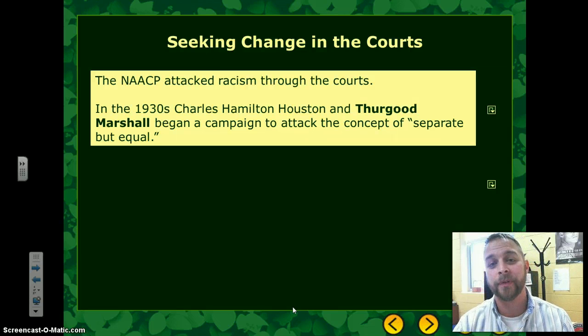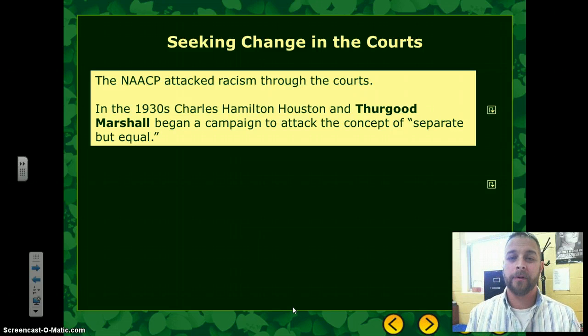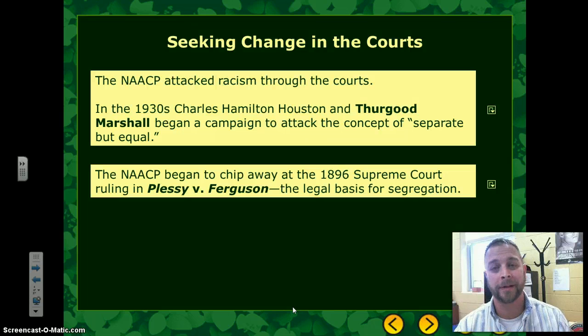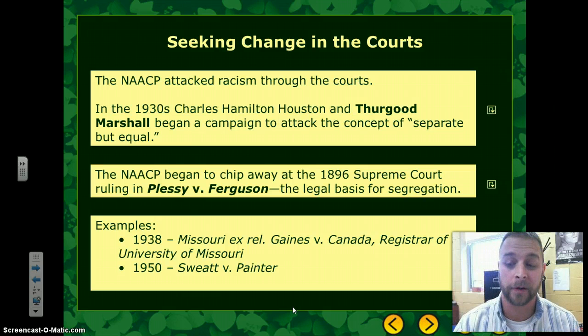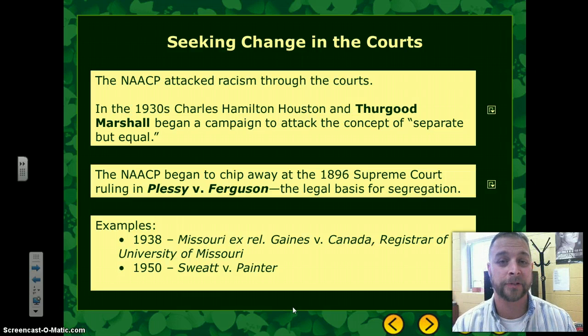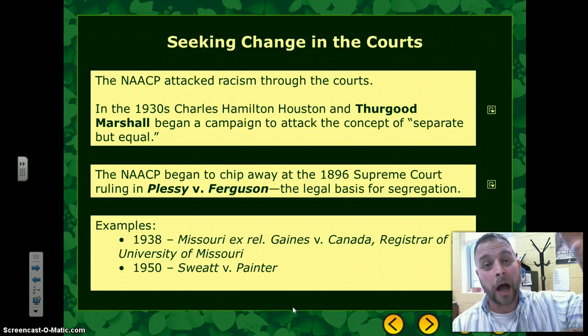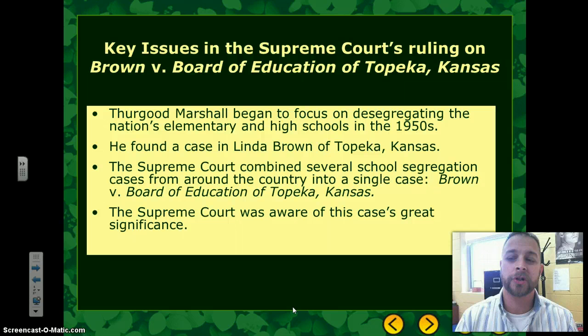The NAACP very quickly seizes on the idea of attacking racism in the courts, right? Thurgood Marshall becomes the head of the NAACP Legal Defense Fund, and they start bringing cases before the court attacking the constitutionality of segregation. And little by little, they start winning victories. For instance, Missouri ex rel. Gaines versus Canada, Registrar of the University of Missouri, and in 1950, Sweatt versus Painter are both decisions that have to do with admissions processes to graduate schools and undergraduate universities. So they start with the colleges first, right? But eventually, they're going to shift their focus to high schools and elementary schools, the public school system.